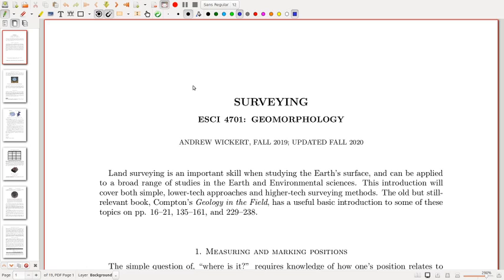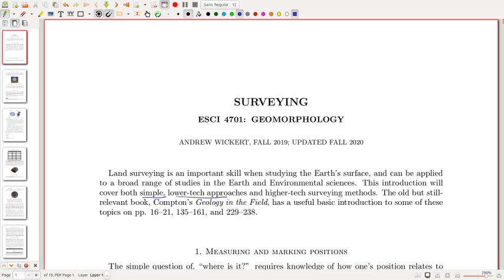So surveying is important in modern times for figuring out where to put pipes, where to build buildings, making sure that walls are being put in the right places. It's also used very often to create maps of the landscape, to create maps of rivers and streams and forests and so forth. And today I'm going to go over an introduction that's going to cover both the simple and lower tech approaches.